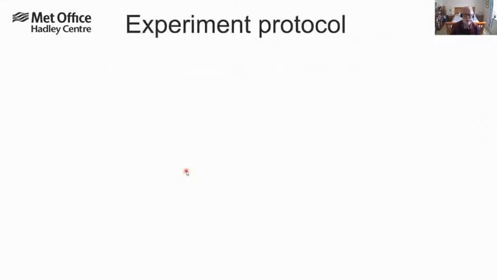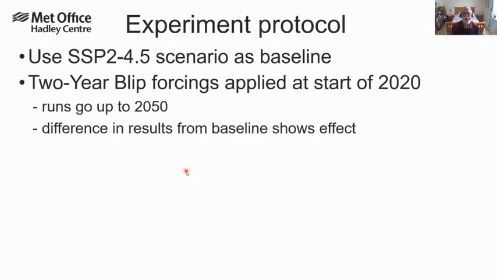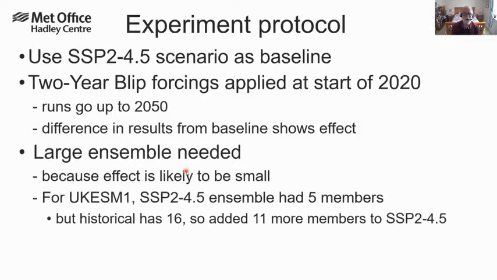So the experiment protocol that we have, we need some sort of baseline so we can determine if there's been any change, and the scenario that we use is the SSP245 scenario. The 2-year blip forcings get applied at the start of 2020, and the runs go up to 2050, and then we take the difference between what we see in the 2-year blip from the baseline, SSP245, and we can see what the effect is. The effect is likely to be small, and so the larger we can make the ensemble, the better.